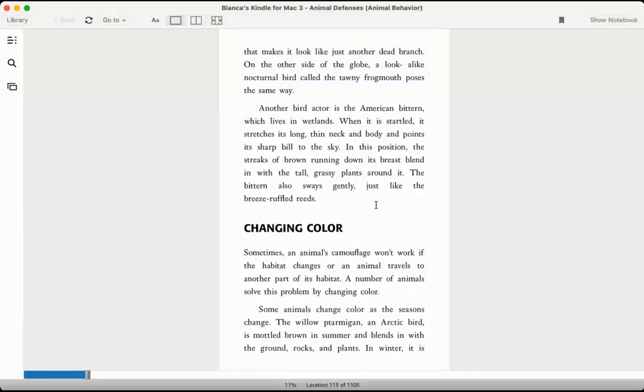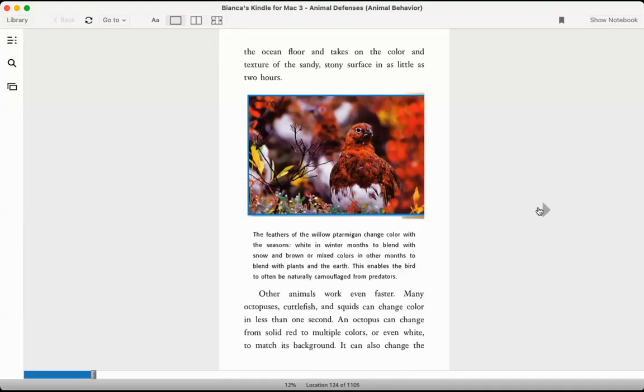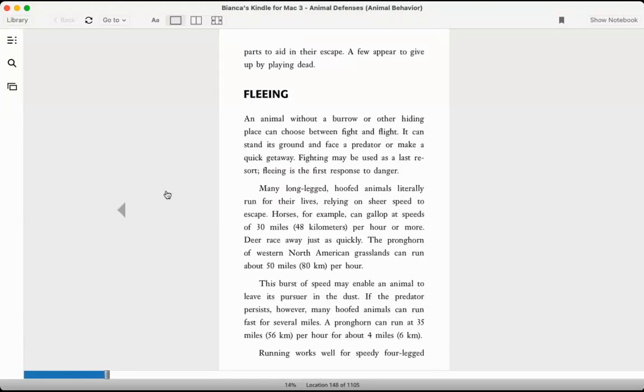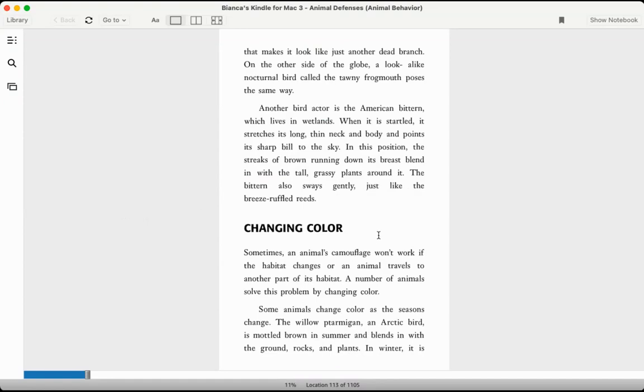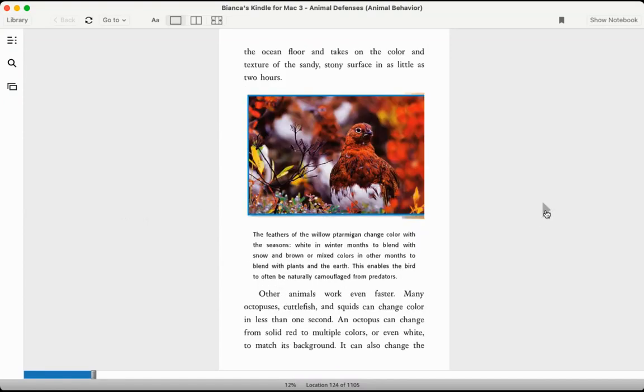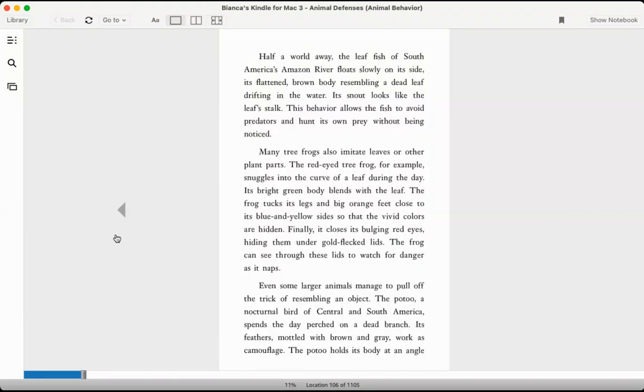Last section, changing color. I think it's the last, check. Is it? No, second to last. Changing color. This is pretty. Wow, these are really cool. Ptarmigans, I like them.